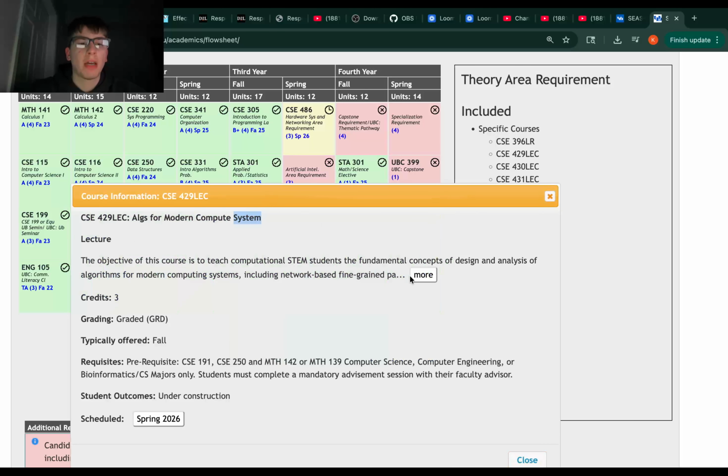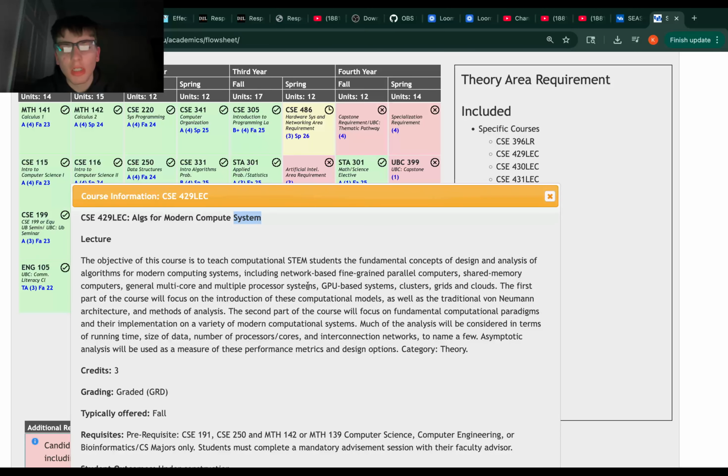Here we go. Algorithms for modern computer systems. I always forget what the name is. So first off, we kind of did a review on divide and conquer, which is taught in 331.